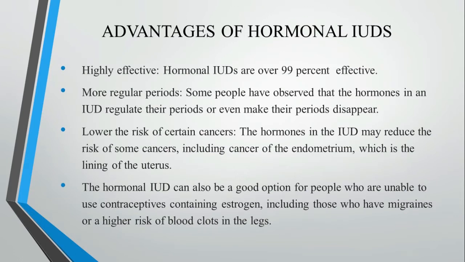So what are some advantages of the hormonal IUDs compared to others? It is highly effective, gives more regular periods, carries less risk of certain cancers, and the hormonal IUD can also be a good option for people who are unable to use contraceptives containing estrogen, including those who have migraines or a higher risk of blood clots in the leg.